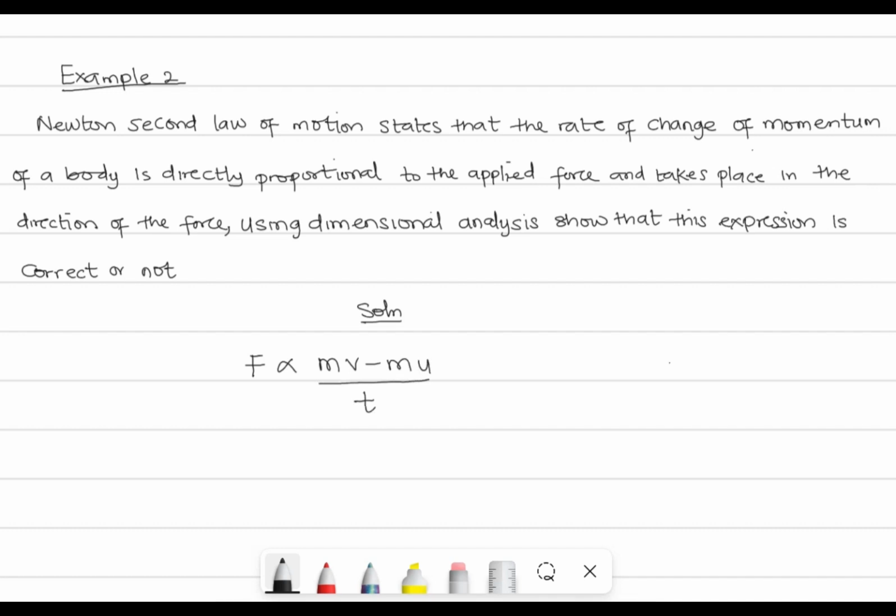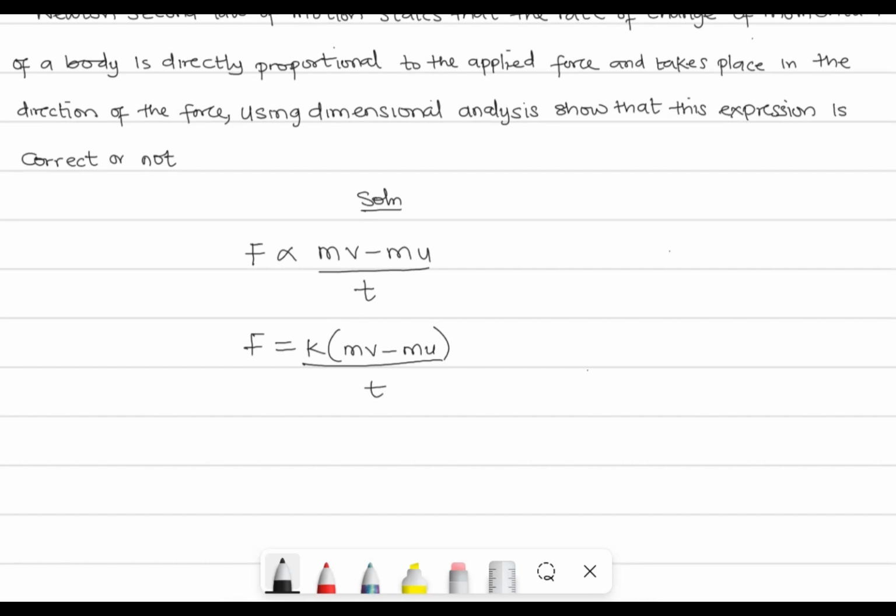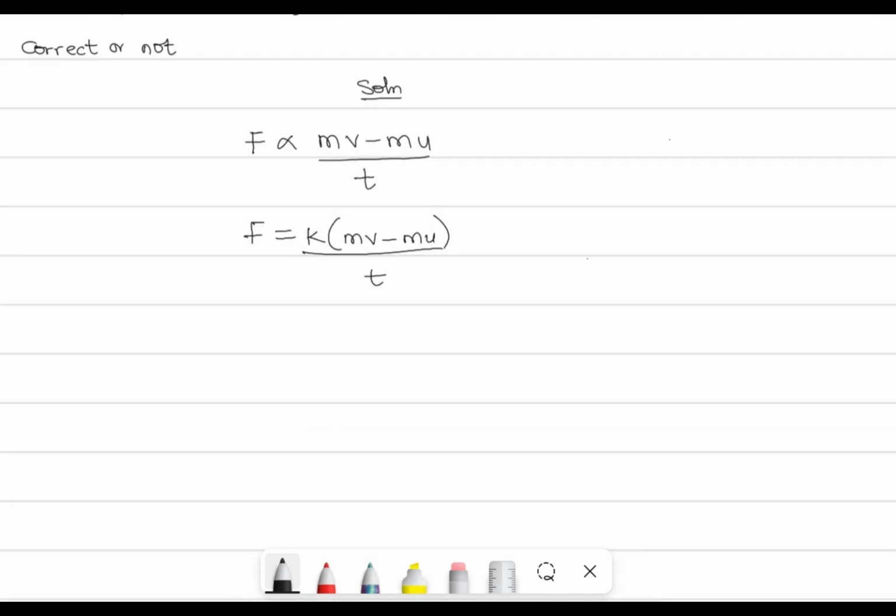And then we can introduce our constants and, removing the proportionality sign, that becomes F is equal to K into (mv minus mu) over t. Okay, so change of momentum means final momentum minus initial momentum, and final momentum is mv, initial momentum is mu. And when we say rate of change of momentum, that thing should be divided by time, and that's why we're dividing by time.